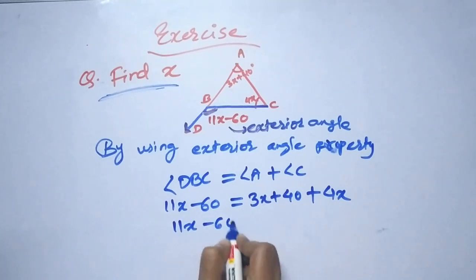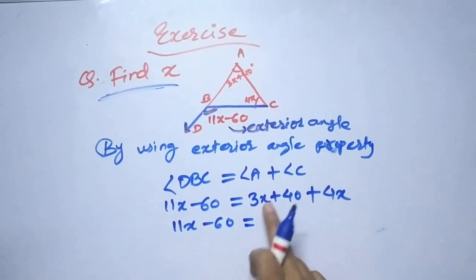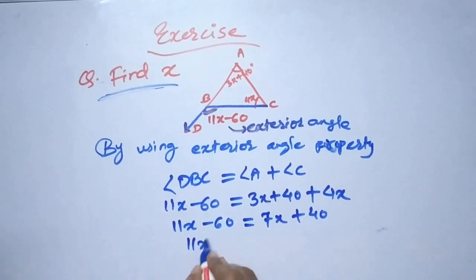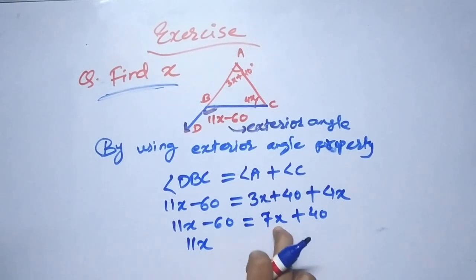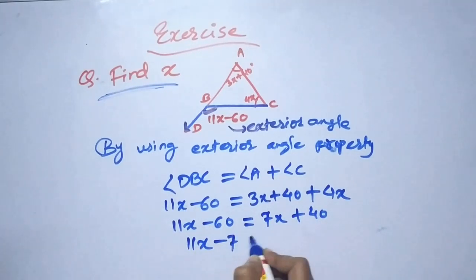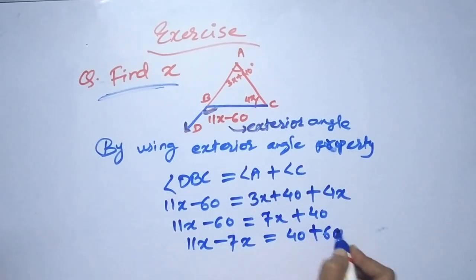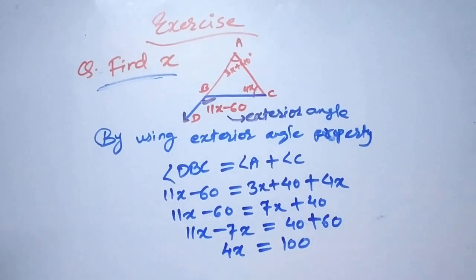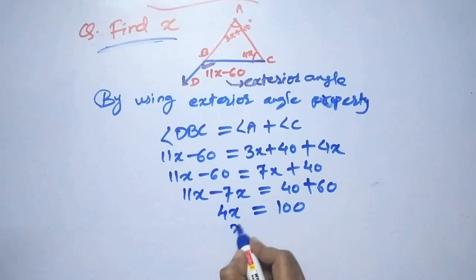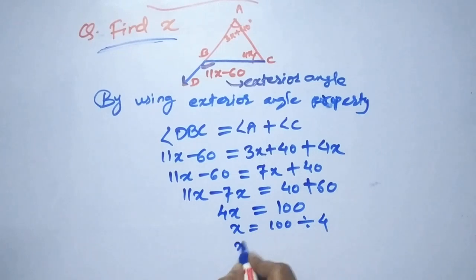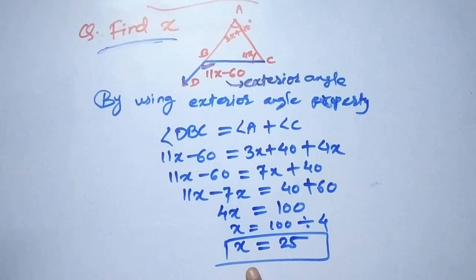11x minus 60 is equal to, friends, we'll do 3x plus 4x, 7x plus 40. So friends, 11x, we'll keep x terms on one side. Plus 7x will keep here, it becomes minus 7x. And this minus 60 will go to the right hand side, it will become plus 60. Friends, 11 minus 7 will get 4x is equal to 100. So simple, x is equal to 100 divided by 4. Multiplication will go and become division. So friends, we'll get 25 here. So x value is 25.